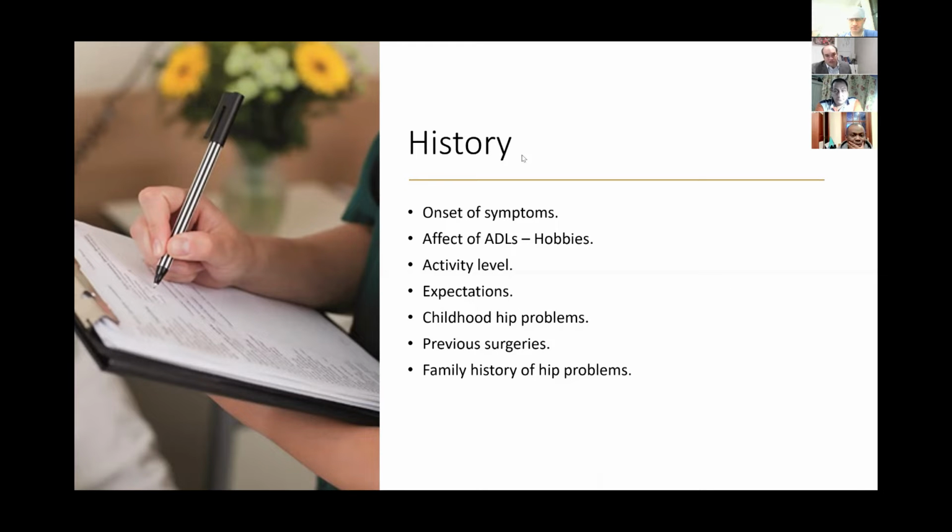So that might need to be tailored according to their disease. Childhood hip problems. As I mentioned, some of these patients have had problems throughout childhood, and it's a very important thing to touch on, and whether or not they've had previous surgeries, that will definitely affect your decision making. And because dysplasia has a genetic prevalence, ask about family history of hip problems as well.